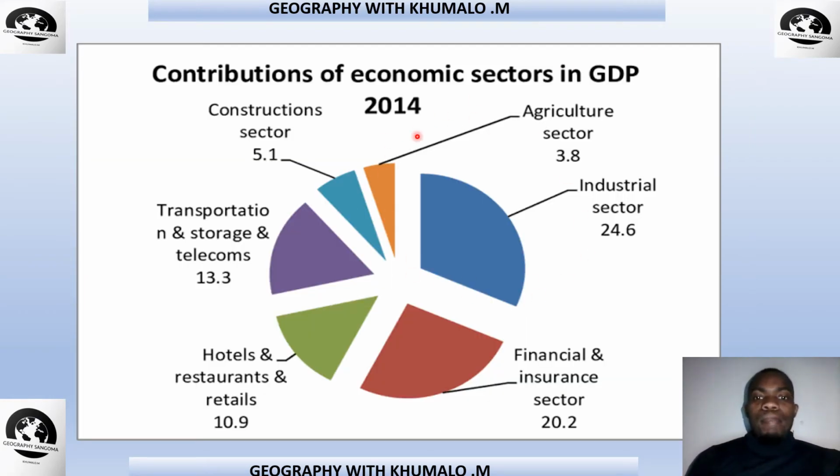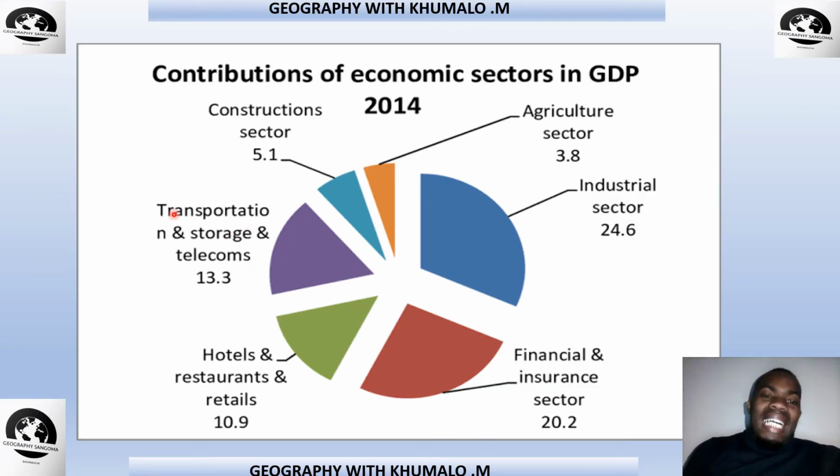Here is another pie chart. So you must be able to interpret graphical presentations just like this, or statistical presentations just like this, the contribution of economic sectors in the GDP. Remember, what is GDP? The gross domestic product. Now construction, you can see in 2014 it contributed 5.1%, agriculture 3.8%, industrial sector 24.6%, financial 20.2%, hotels and restaurants 10.9%, transportation 13.3%, which is transportation, storage and telecoms.